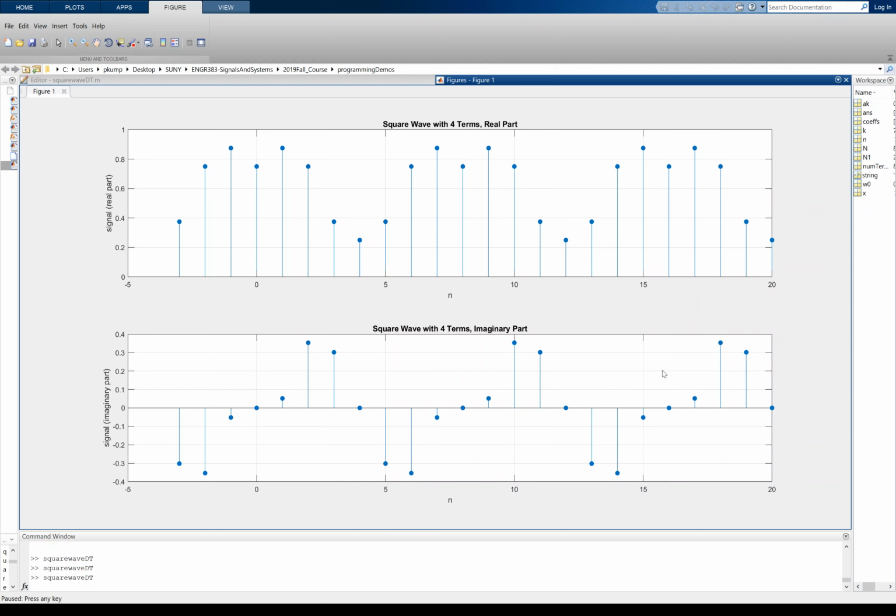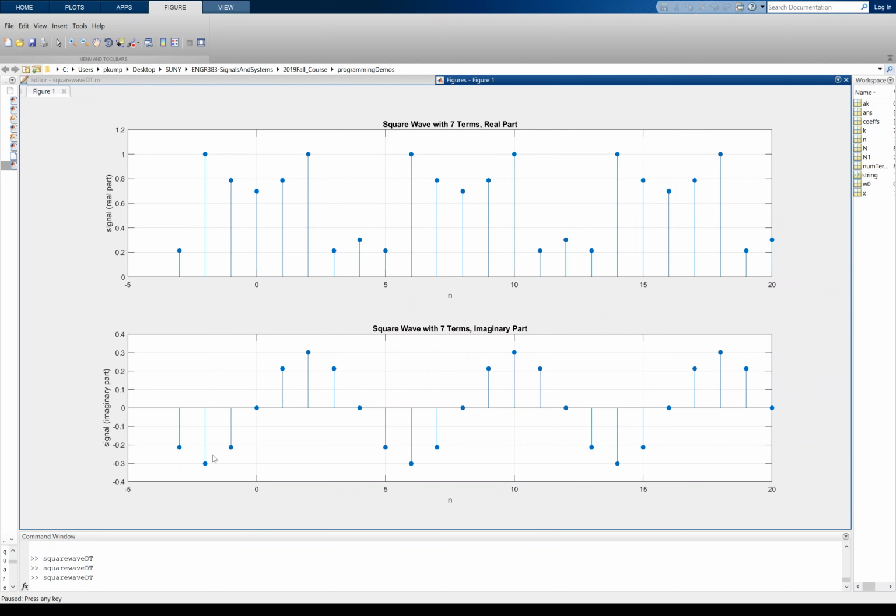4 terms, there are 4 ingredients. 5 ingredients. So this is interesting. The real part is starting to look like a square a little bit. It's high for a little bit, then low, almost 0 and almost 1, right? But the imaginary part is still non-zero, so that's a problem. 6 terms, even more so yet, the real part is looking more and more like a square wave, right? And the imaginary part still is non-zero, so that's not good.